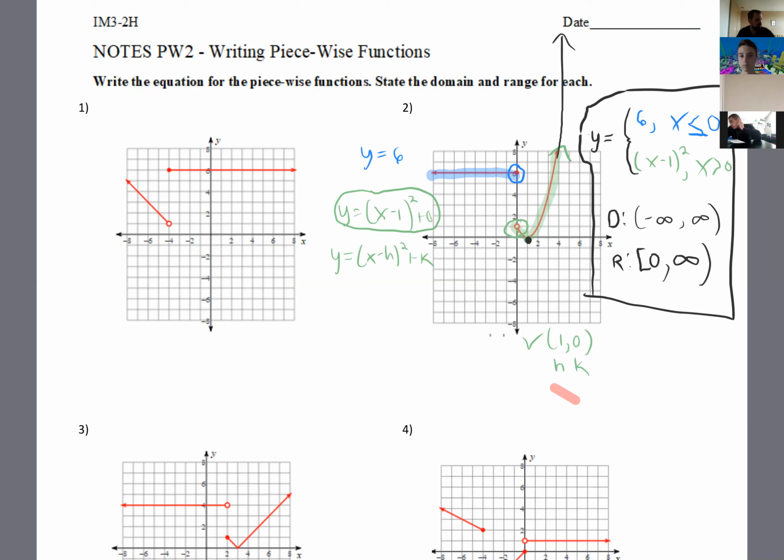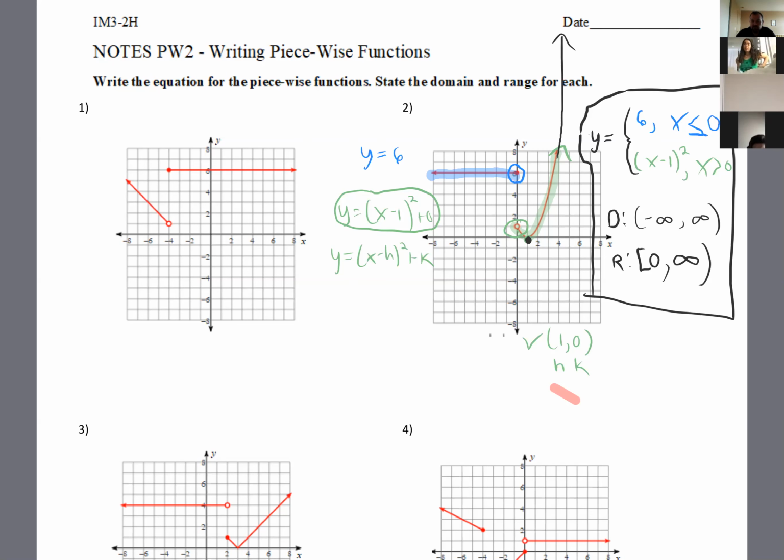Wait, Mr. Morrison, for the green portion, is that x is greater than 0? Green would be x is greater than 0, yes. Okay, thank you. And Mr. Morrison, why would you use a bracket? Because we're including this point right here. That's an actual point on your graph. So that means you're including 0 in the range of your graph.